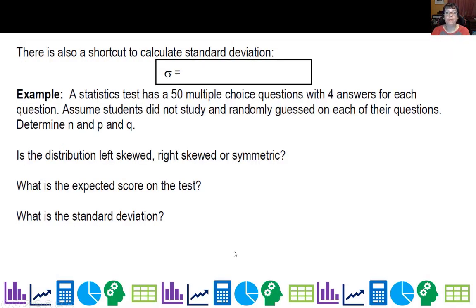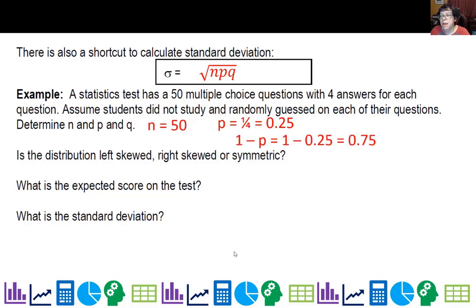All right, but if we use the normal model, we need a way to calculate standard deviation. And for binomial distributions, this is it: the square root of n times p times q, or remember, q is 1 minus p. And in fact, on your math chart, I've used q a lot of times. Some books use q. When we say q, we mean 1 minus p. So here I ask you to determine n, p, and q. n is 50, p is 1/4 or 0.25, and then 1 minus p is 0.75.